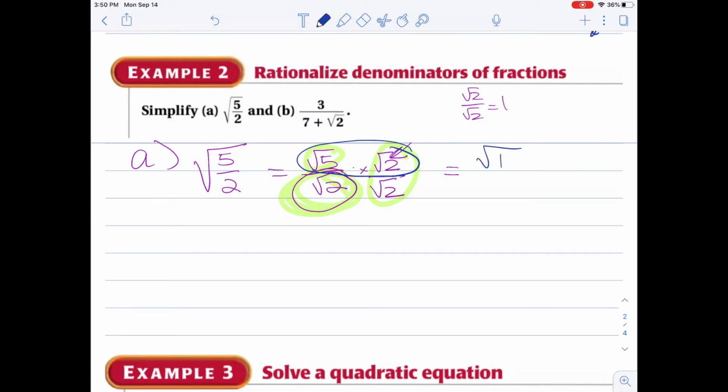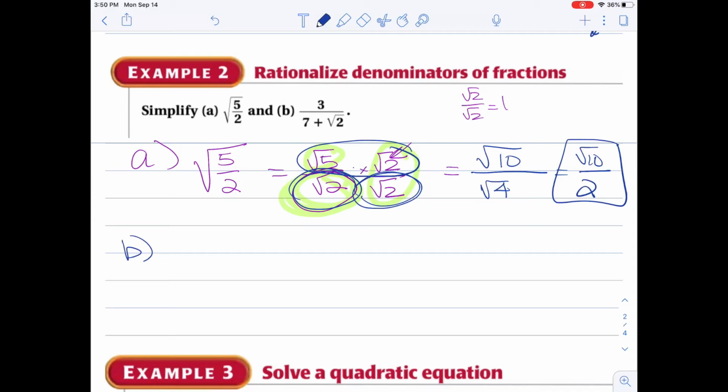I'm basically just multiplying by 1 to get it in the form of what we need. So on the top, we know the root of 5 times the root of 2 is the root of 10, and on the bottom, the root of 2 times the root of 2 is the root of 4, which is really just 2. And that's it. All right, let's look at B.